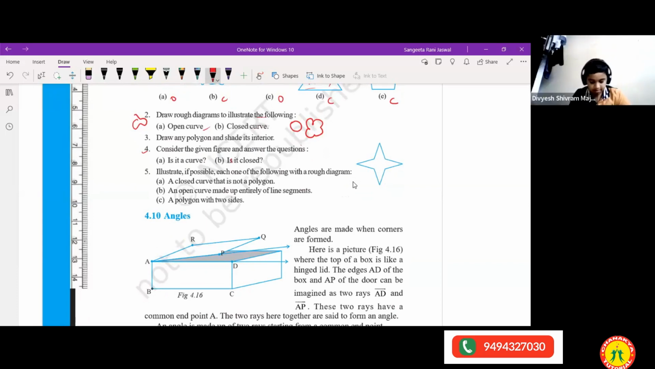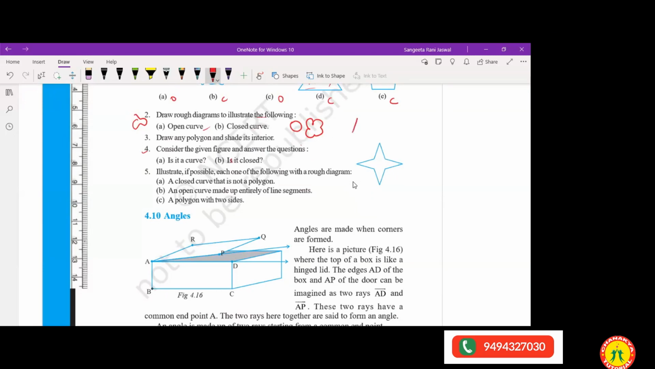Although we can make it with a free hand, if I had to make this like this, I can make it. But I can see the lines are straight. If I have to make it with free hand, I can make it like this. You can also make it. But never mind, this is a polygon, right? So is it a curve? So I can say it is not a curve.